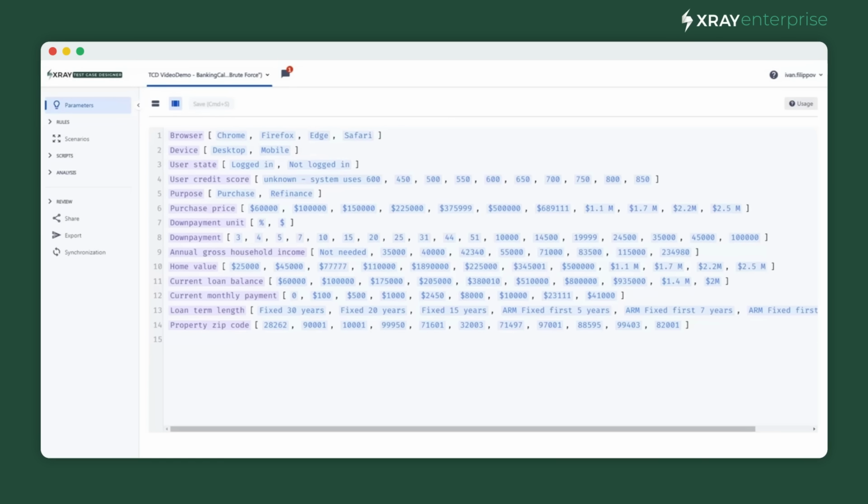First, let's see how the brute force approach could work. We evaluate the seemingly important options for each parameter based on requirement mentions and production data. Then, list them all individually. The model in Test Case Designer could look like this.